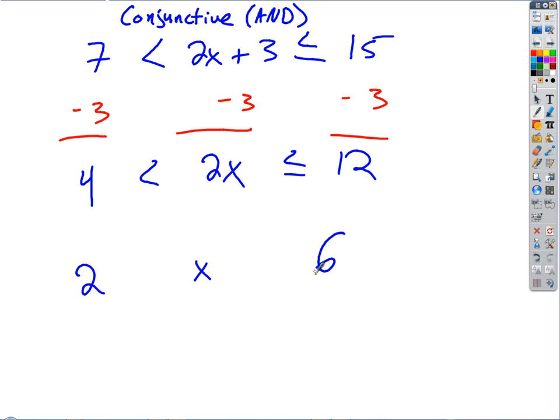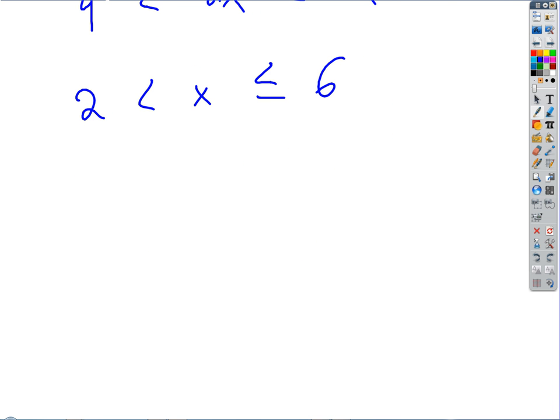Do I need to flip the inequalities? Do not. Because I divided by a positive, right? So they don't change. All right, so now what's that going to look like if we graph it on the real line, the x-axis?